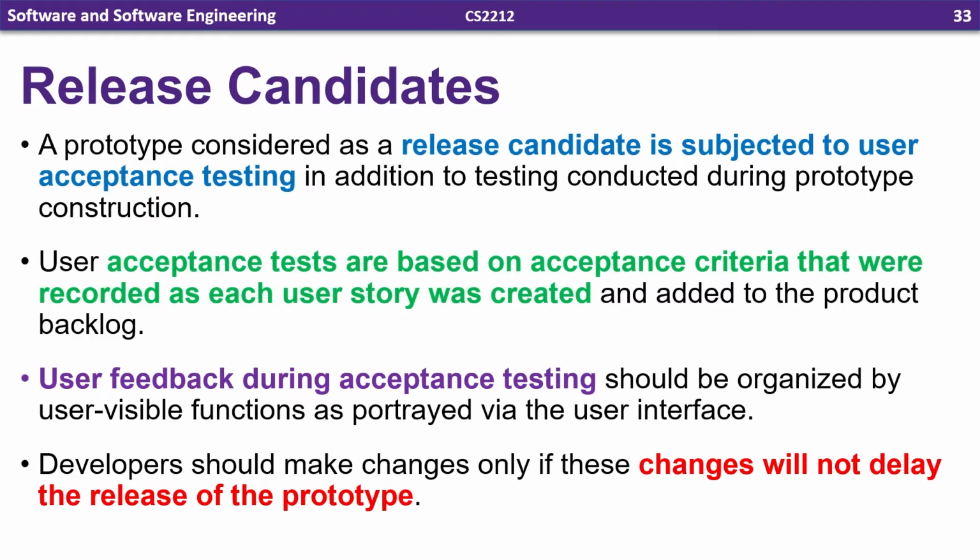These user acceptance tests are both automated as well as manual ones that involve actual end users. And these should really focus on user visible functions as portrayed via the user interface. Remember, user acceptance tests are from the user's perspective, so they tend to deal with front-end things, whereas unit testing and things like that are more from the programmer's or the developer's perspective. Developers should make changes, but only if these are changes that will not delay the release of the prototype. If big changes are required, it shouldn't be a release; rather, it should go back into the prototyping phase.